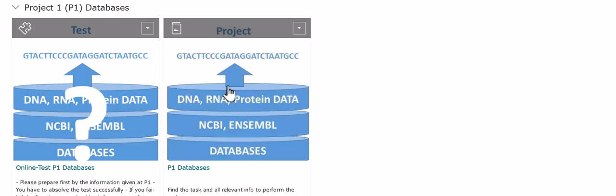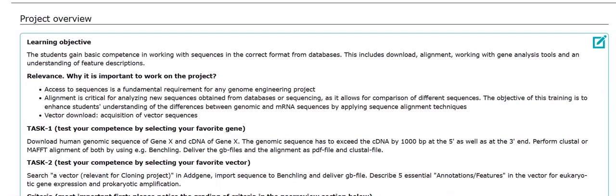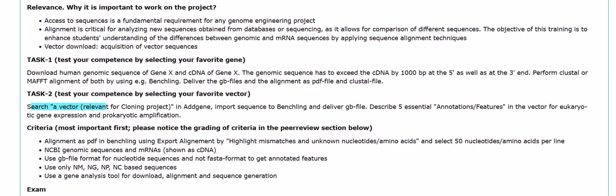You can find the content about the project. If you click on project, you see here databases, starting with the learning objective and the relevance, why it is important to learn about this topic. And then you already find the tasks. You can put in here for gene X your favorite gene and work on this project. The same is true for a vector. For a cloning project, for example, you have to download a certain vector sequence.